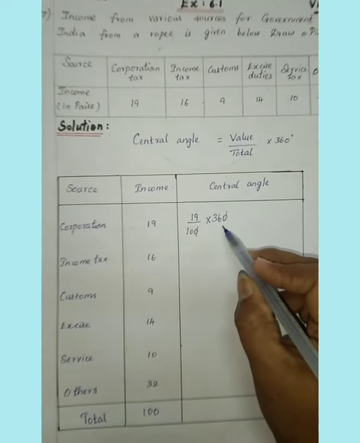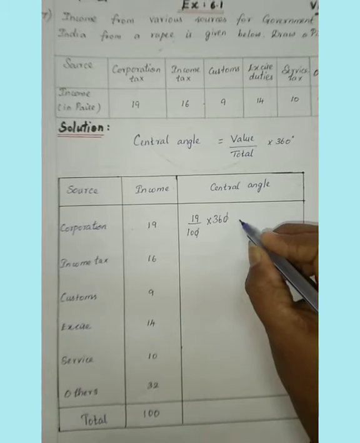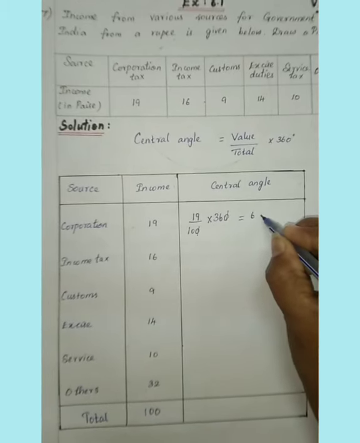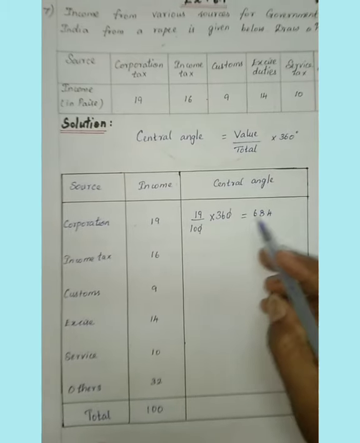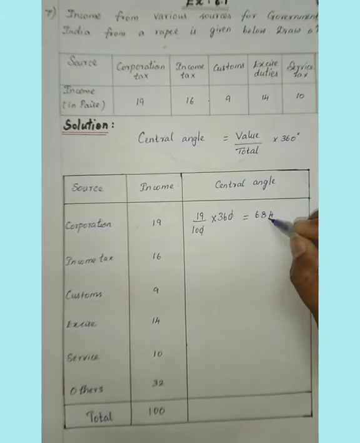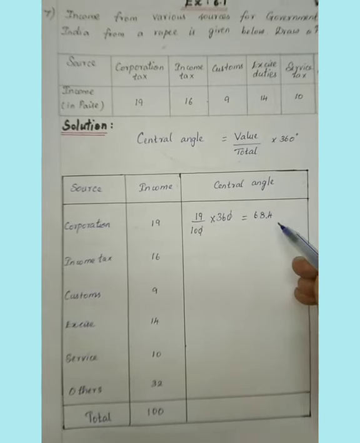Then 19 into 36 we can multiply. When you are multiplying 19 into 36, you can get 684. The denominator is 10. So from the last we can leave one digit and place the decimal point. So first angle is 68.4.